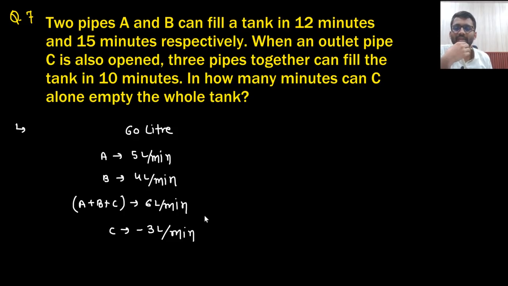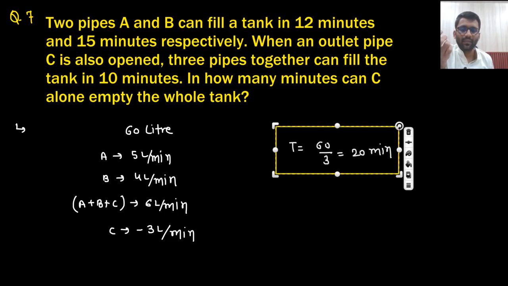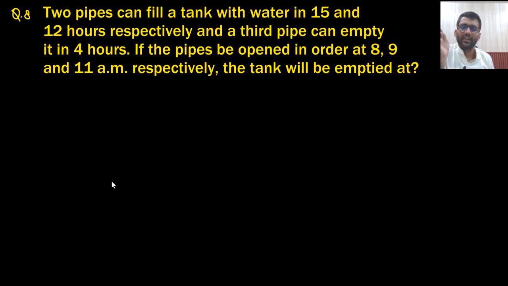In how many minutes can C empty the tank alone? So what will be the time? C can take 3 liters per minute, so 60 by 3, it would take 20 minutes. This is the answer. Very, very easy problems, very straightforward. There is nothing there. 8th problem.